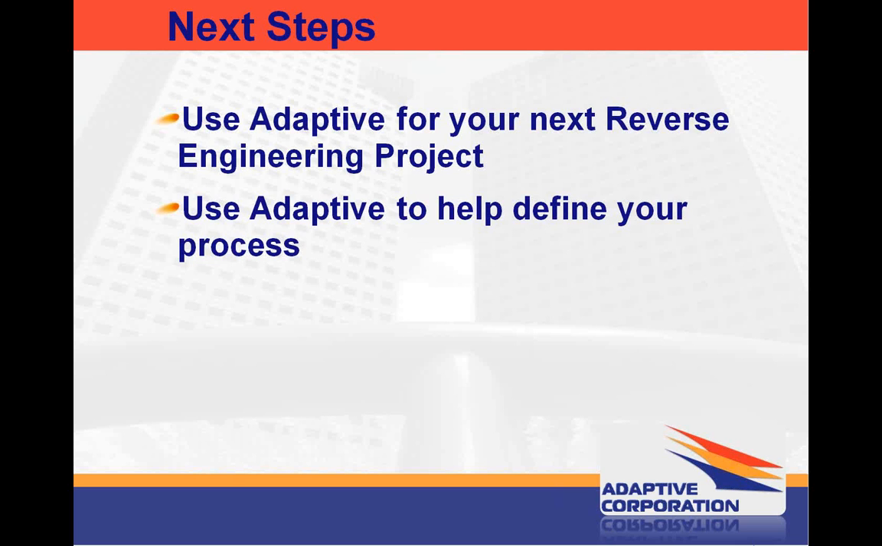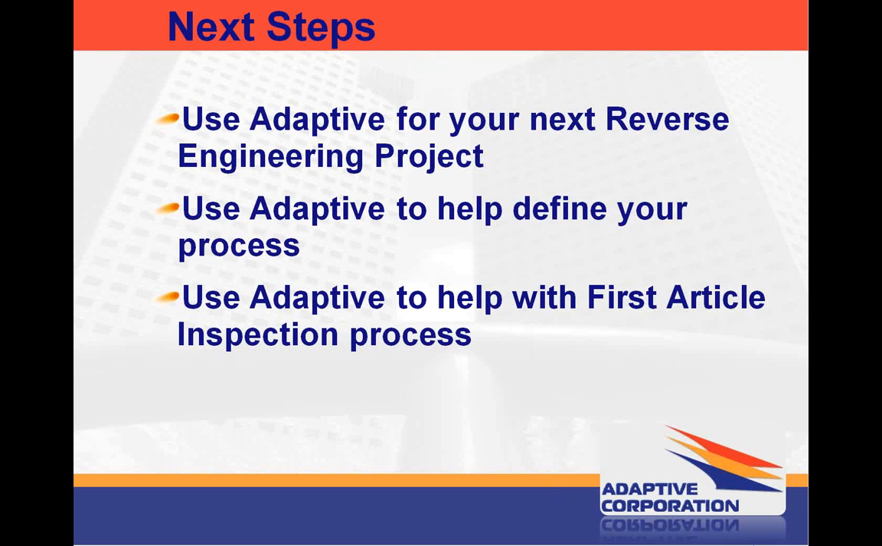Use Adaptive to define your processes. Everything that we showed here, we can come in and we can help you with defining your processes for data collection and modeling inside CATIA. And we also offer an inspection first article process. We can come in, we can have equipment, we can offer first article inspection and the software that we provide to do first articles.